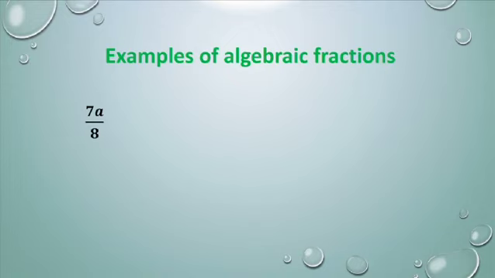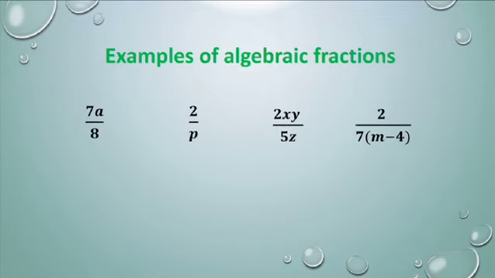So here we have an algebraic term in the numerator. 2 over p. Here the algebraic term is in the denominator. We then have 2xy over 5z, where the algebraic terms are in both numerator and denominator. One last example is 2 over 7 into m minus 4. So these are some examples of algebraic fractions.